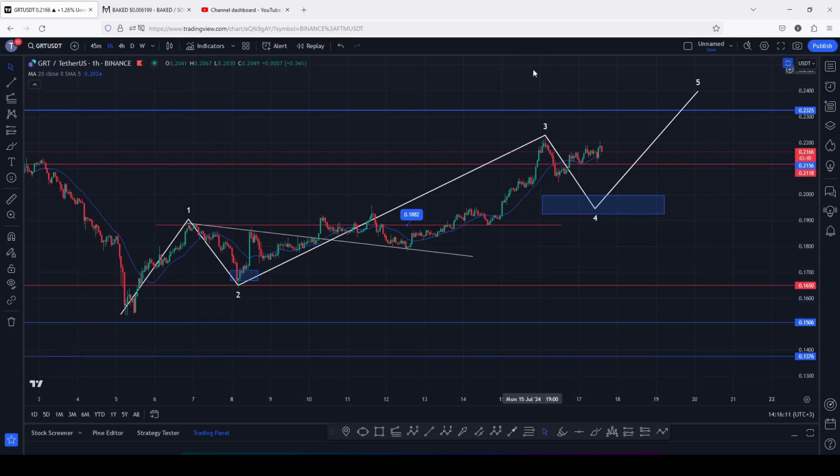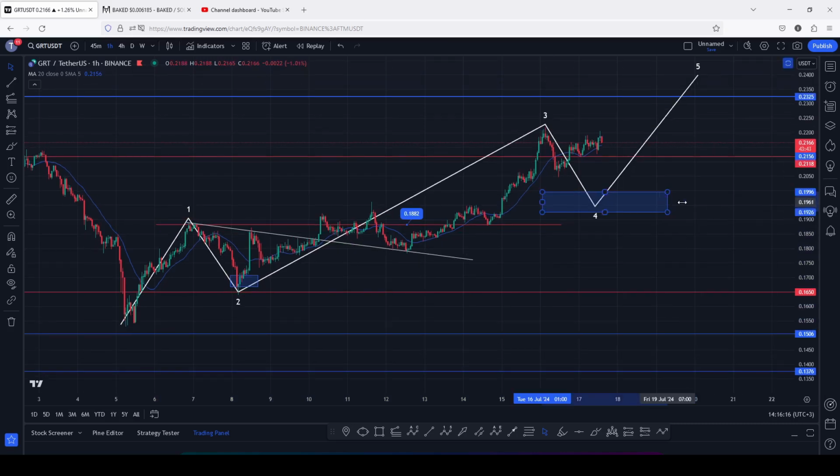Continue paying key attention to those key areas of resistances and supports, and also this breakdown target area.